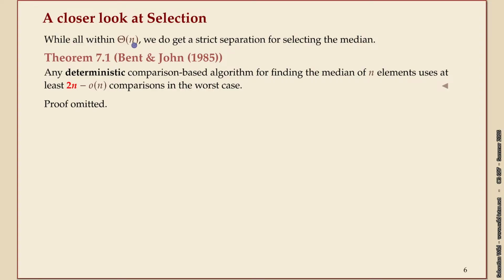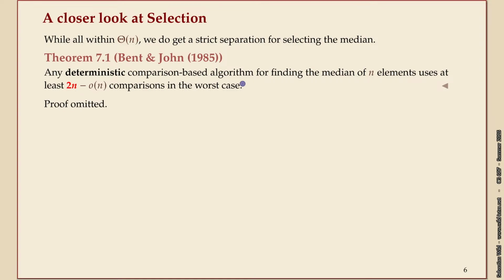So first of all, there's a lower bound for any deterministic algorithm, assuming it's comparison-based as for sorting. So a deterministic comparison-based algorithm for finding the median has to use roughly 2n comparisons in the worst case. Okay?